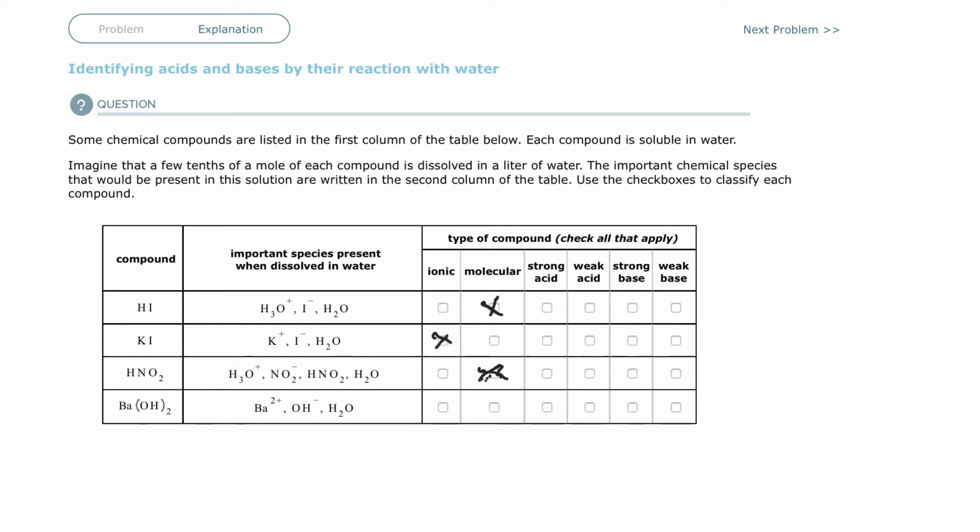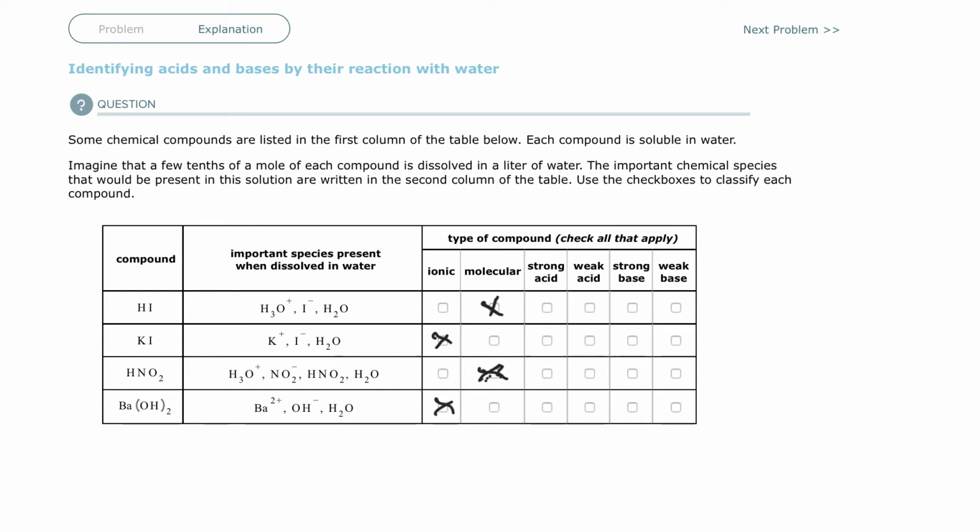The last one, we have barium hydroxide. Barium is in group 2, it's a metal. Hydroxide is a polyatomic ion, negative. So this is a positive and a negative coming together, so this is ionic. So the first task is to determine whether the compounds are ionic or molecular. Now look at what's in the water, and you should be able to tell if something is strong or weak. So let's look first of all at acids.